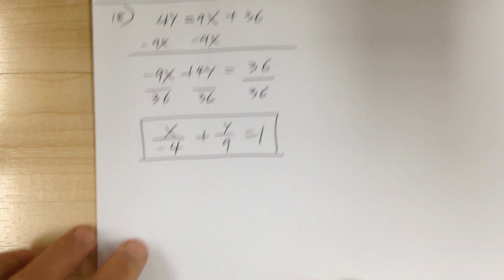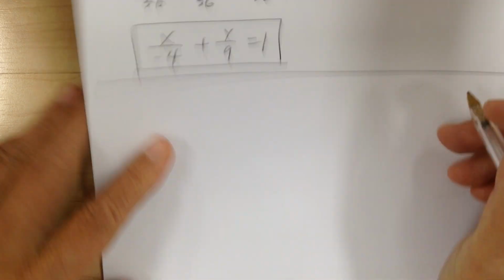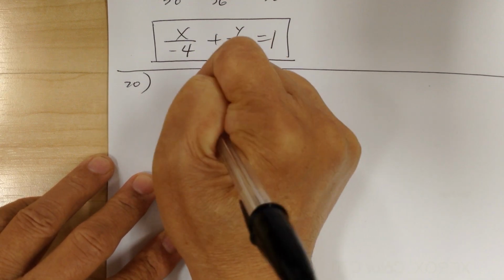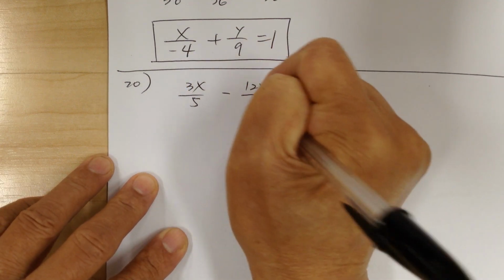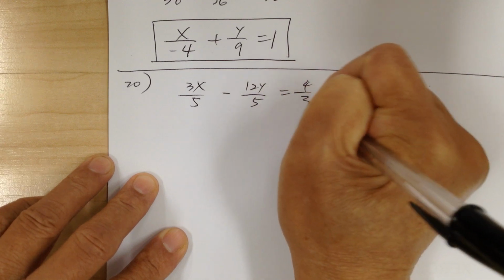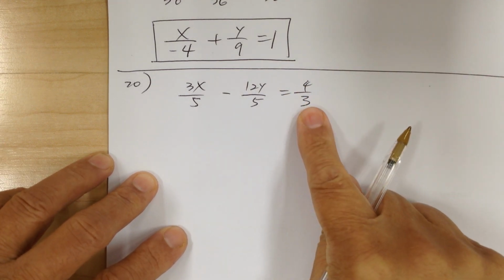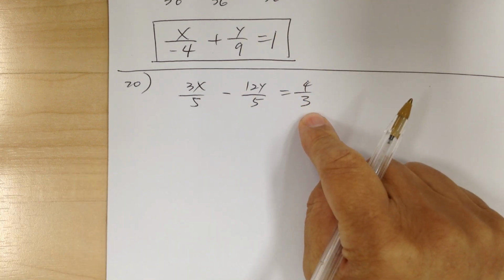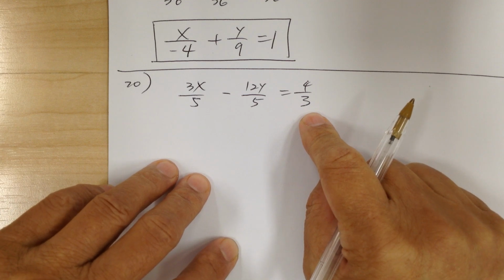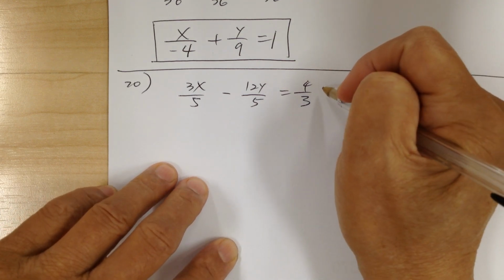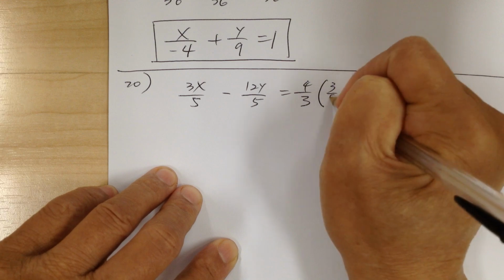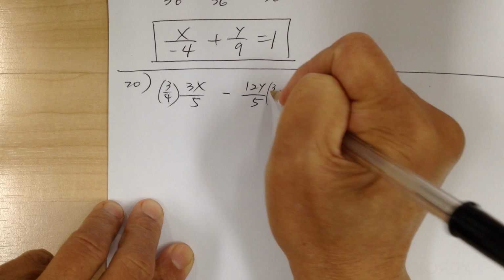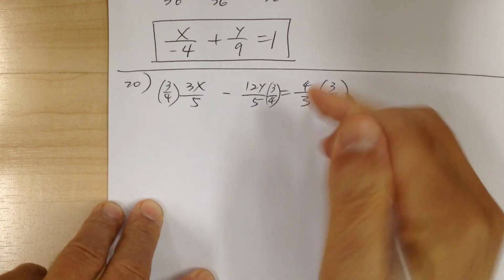Okay, number 20. So you got 3x over 5 minus 12y over 5 equal to 4 over 3. Now you want to make this equal to 1. Normally you would divide, right? But you already have a fraction. If you divide, you're going to end up with a complex fraction, so you don't want to do that. What you want to do is multiply by the reciprocal. So multiply by 3 over 4, so that this becomes 1.